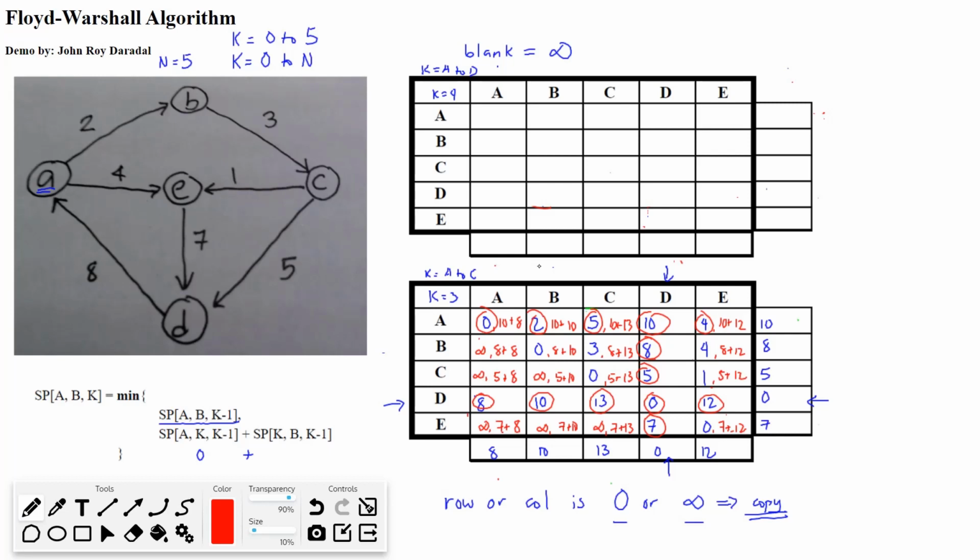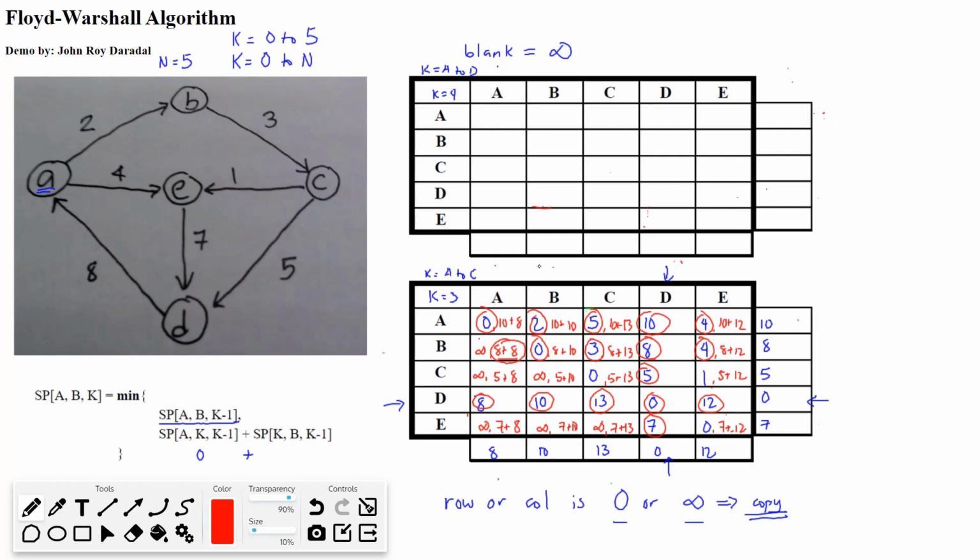Now how about for row B? Infinity versus 8 plus 8, which is 16. So we'll have to choose 16. How about 0 versus 18? So still 0. 3 versus 21, still 3. 4 versus 20, still 4. So in this row, we only changed one value, which is this one. Okay, it's a BA.